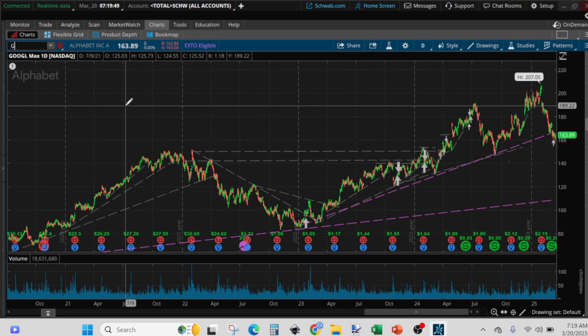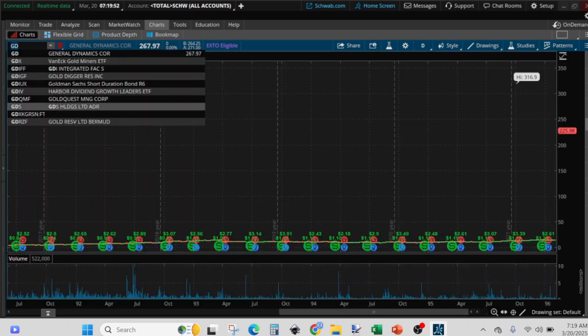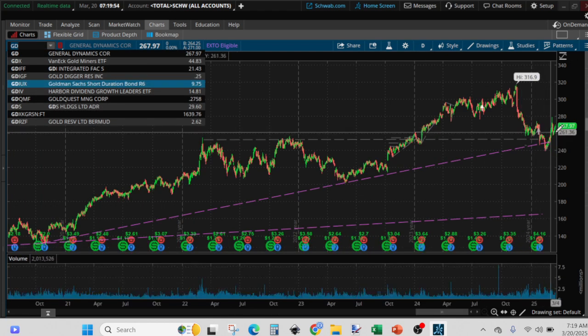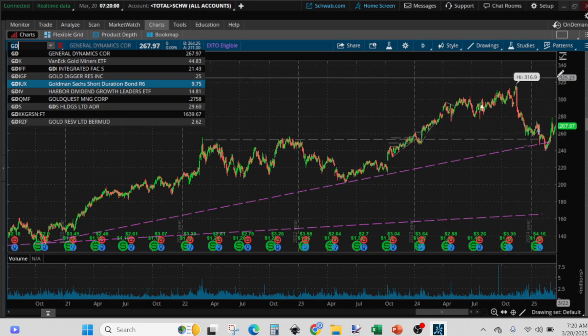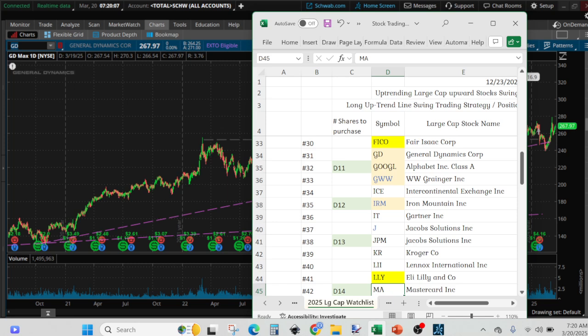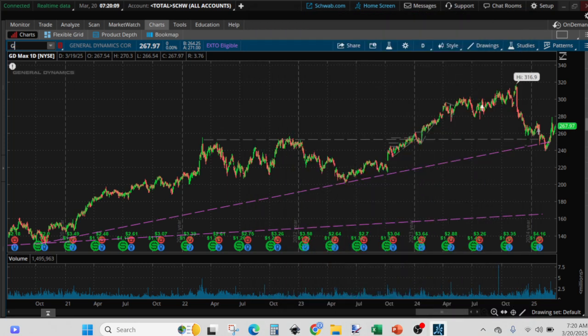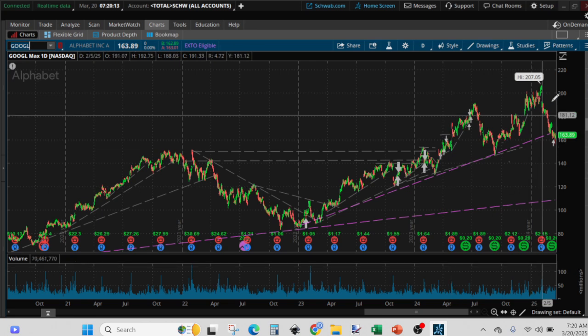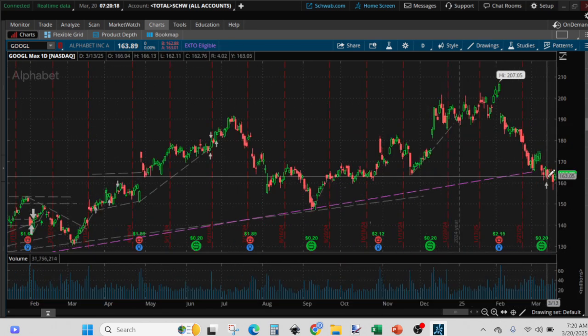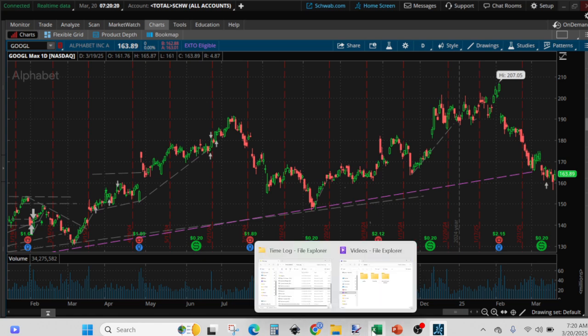First GD. We bought it there and right now the price is higher than what we paid for it. We'll be comparing where we want to sell it, which will be a new high. Where we want to sell it, the price is nowhere near there yet. So Google, that's how we do the analysis. Google, we purchased it there and right now it seems to be lingering there.